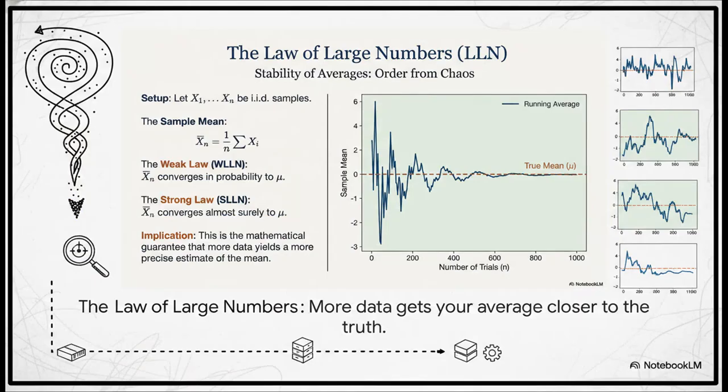And the first mathematical guarantee of this order is the law of large numbers. This is the absolute bedrock principle that makes things like polling and scientific sampling actually work. As this graph shows so clearly, the running average might be all over the place at first, but as we add more trials, it just inevitably settles down and homes in on the true underlying average. It's a mathematical promise. More data gets you closer to the truth.